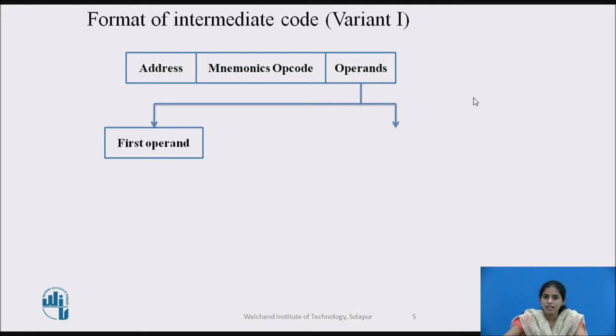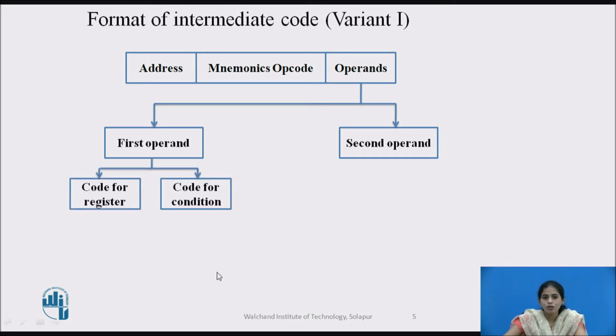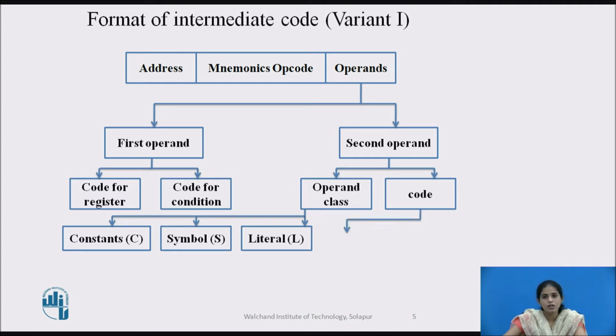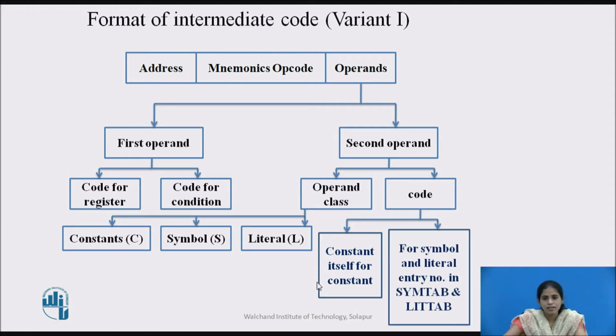The operand field is divided into two parts: first operand and second operand. The first operand is again divided into two: code for the register and code for the condition. And the second operand is again divided into two: operand class and code. The operand class contains three: constant, symbol, and literal. And for the code, for the constant we specify the constant value itself, and for the symbols and the literals we specify the entry number in the symbol table and the literal table.